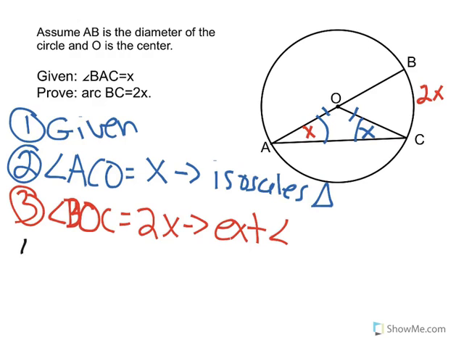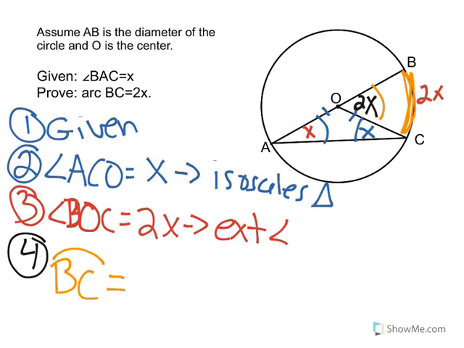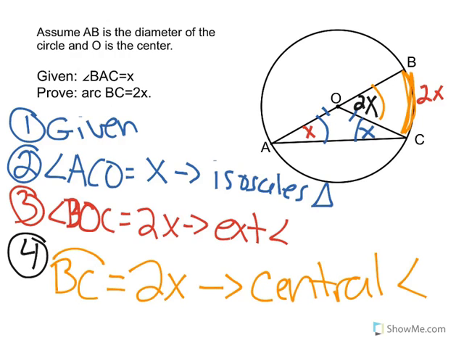So then, since this angle is 2x, that is a central angle, and a central angle and its arc are the same. So that means that arc BC is going to equal 2x, and that is because you have a central angle, and that's what we wanted to prove, so that's it. So let's look at another example.